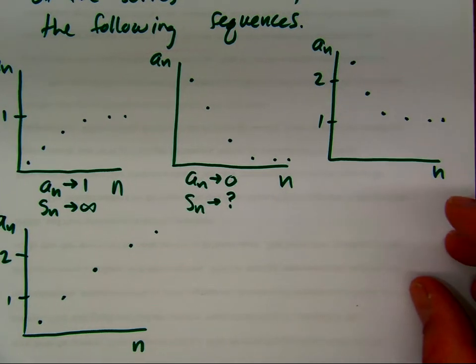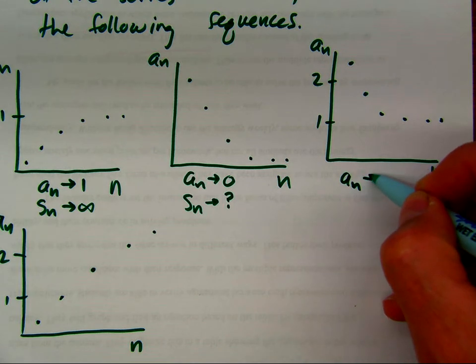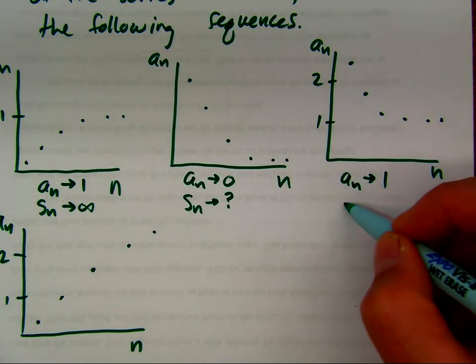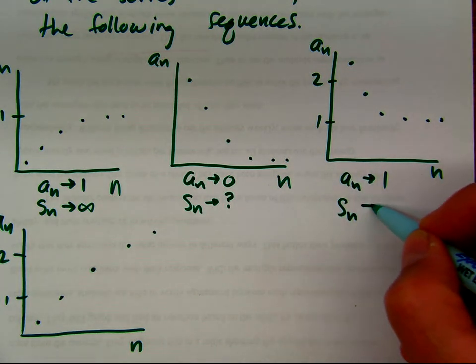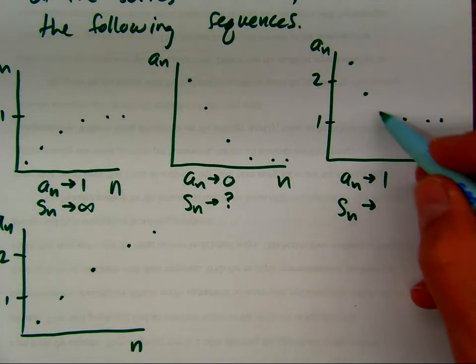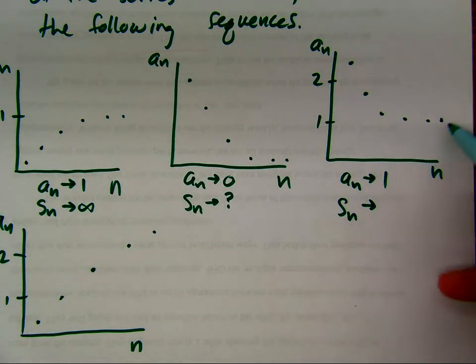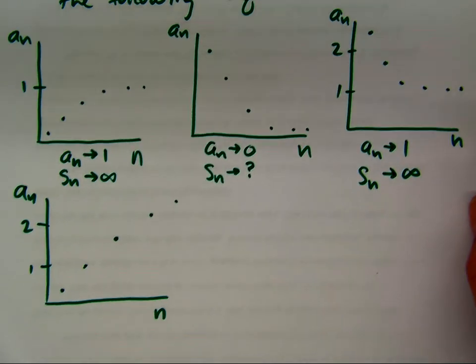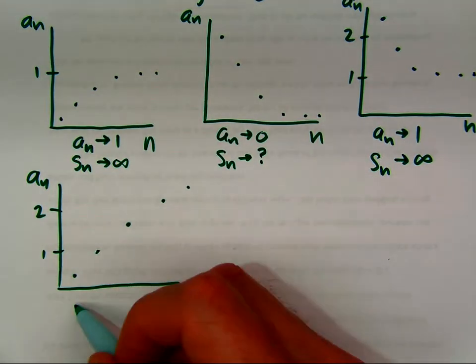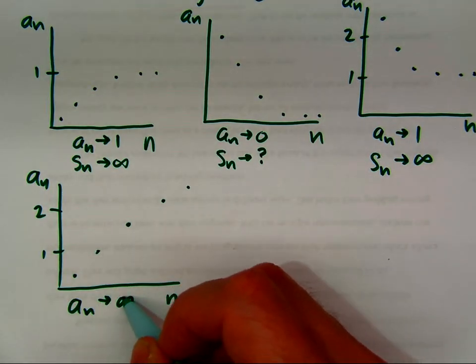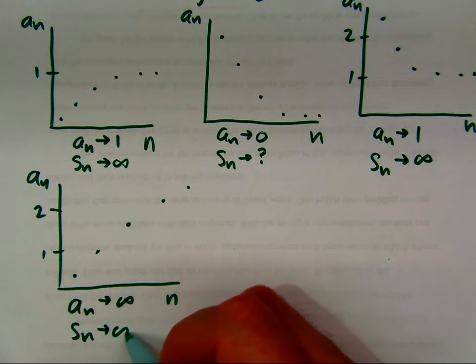Okay, and over here the sequence is going to 1, is converging to 1. The sum is, again, we're just going to add up 1s infinitely, so the series diverges. And here we have the sequence diverges, and the series must diverge.